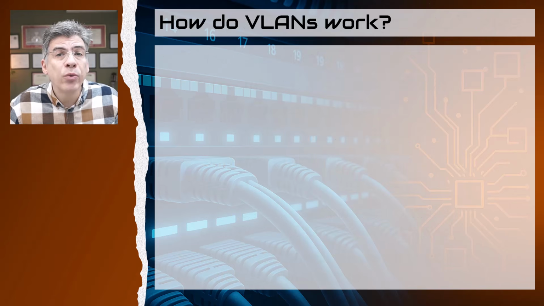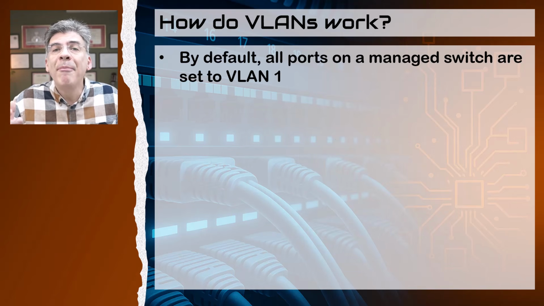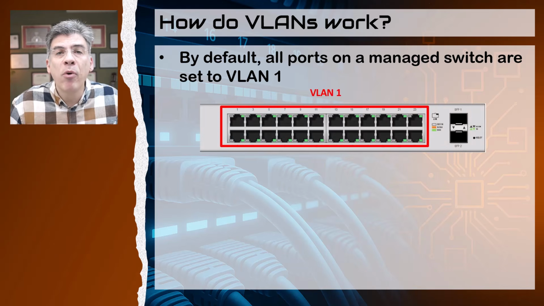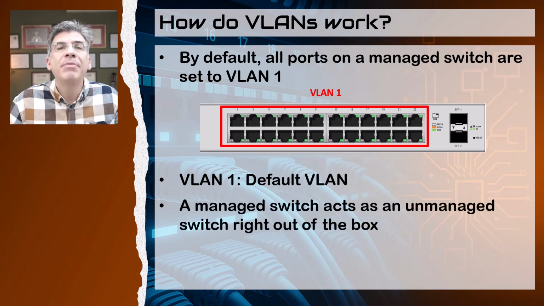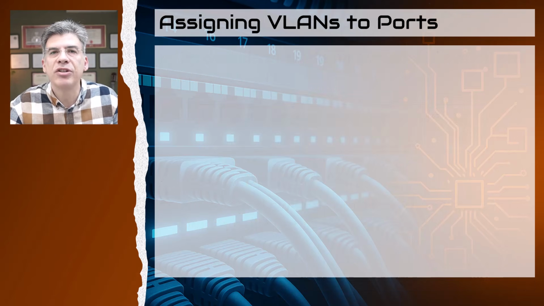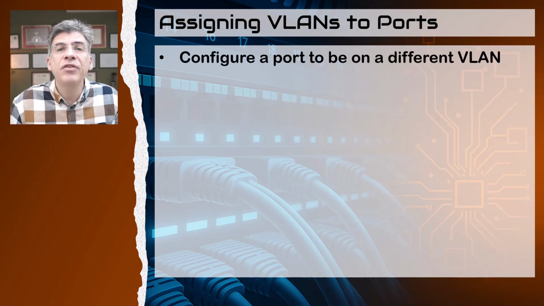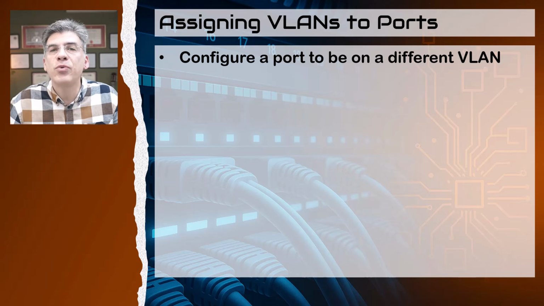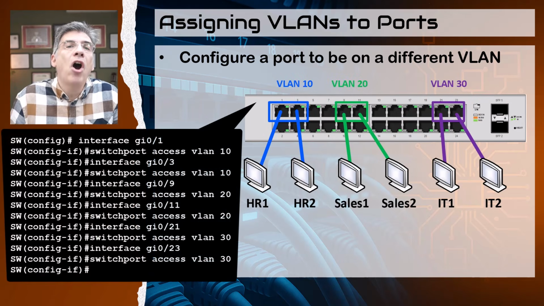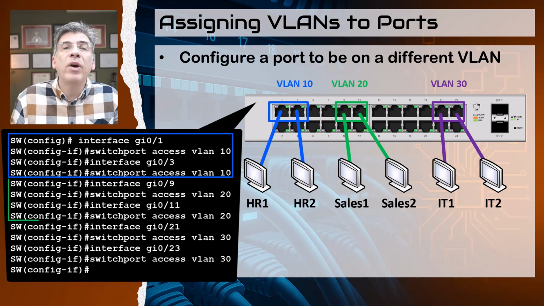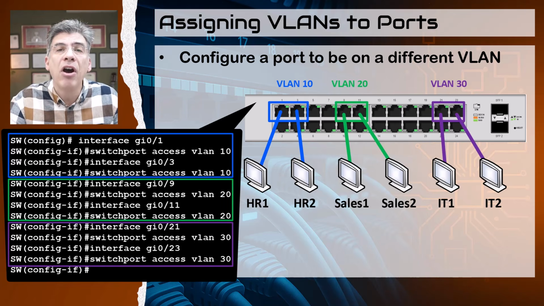Now, how do VLANs work? Well, by default, a managed switch will have all its ports set to VLAN 1. VLAN 1 is known as the default VLAN. So a managed switch, right out of the box, behaves like an unmanaged switch. Now you can go into the command line interface, create new VLANs within the switch, and then assign them to each port. You can assign them however you like. VLAN 10 on these ports here, for example, VLAN 20 on these ones here, and VLAN 30 on these ones.